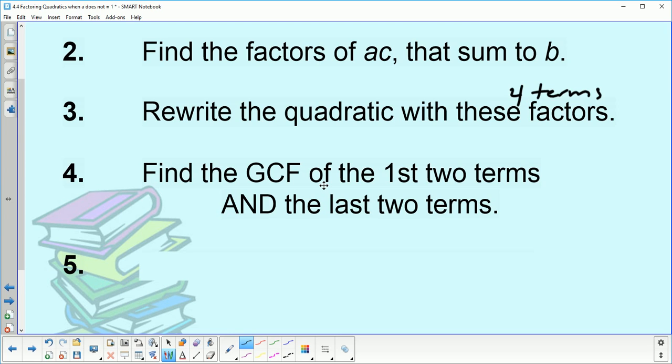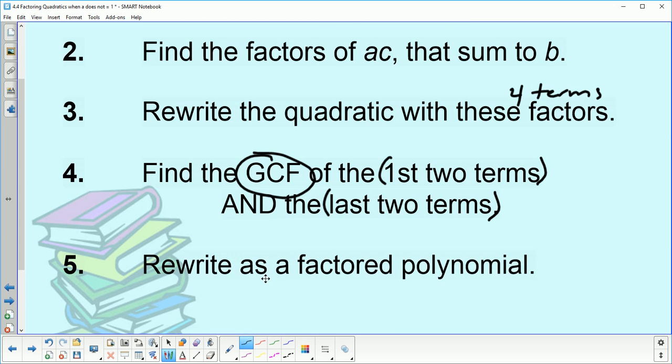After we do those 4 terms, we're going to group things. So we're going to do something called factor by grouping. We're going to group our first 2 terms, and we're going to group our last 2 terms, and then we're going to find the GCF of both of those sets of numbers. Once we have that GCF, we're going to pull it out, and we should have the same thing left over in both parentheses. You'll see more of what that means in the example in a minute. So we're finding the GCF of the first 2 terms and the last 2 terms. It doesn't necessarily have to be the same GCF for both.